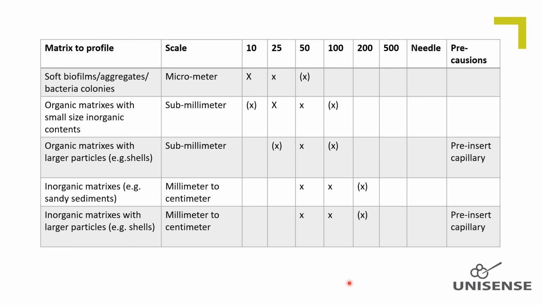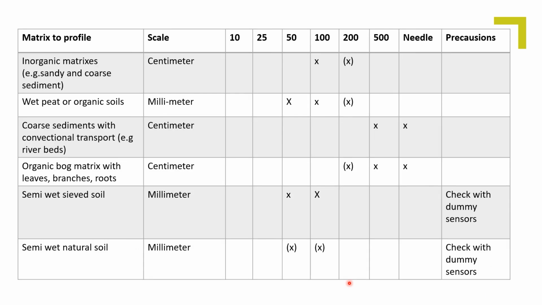Oxygen optrodes have a limited use for profiling. The dye matrix is vulnerable to the grinding effect in inorganic matrices, and in soft matrices, for example biofilms, they do not offer as high spatial resolution as the amperometric oxygen sensors.